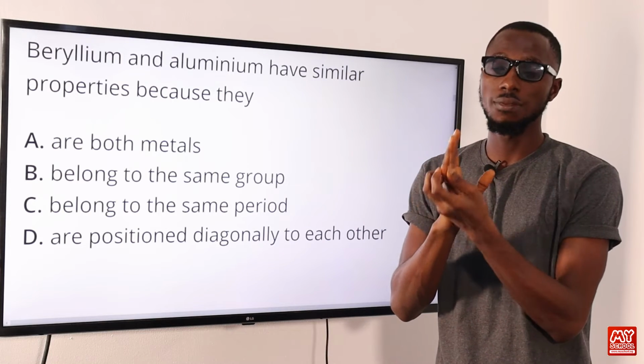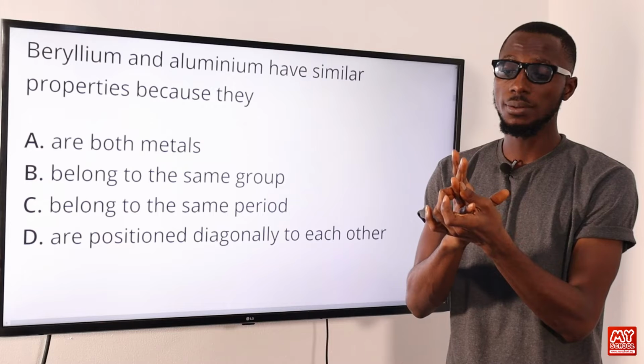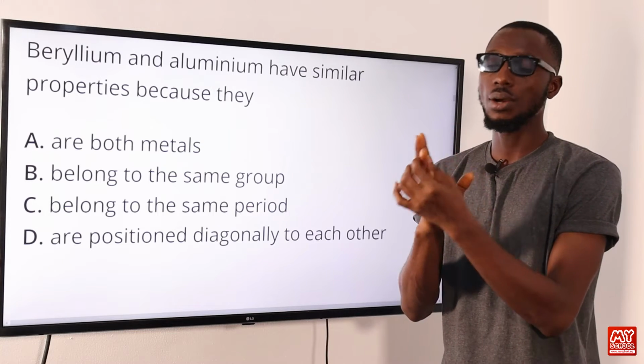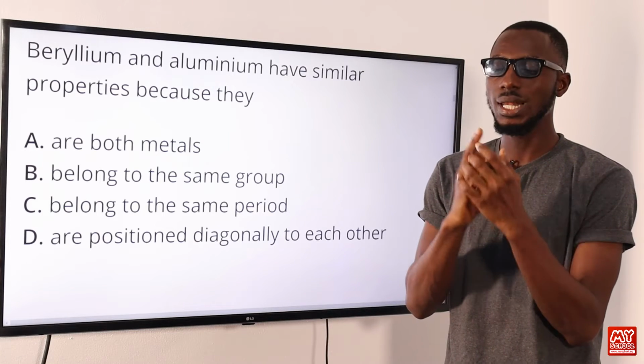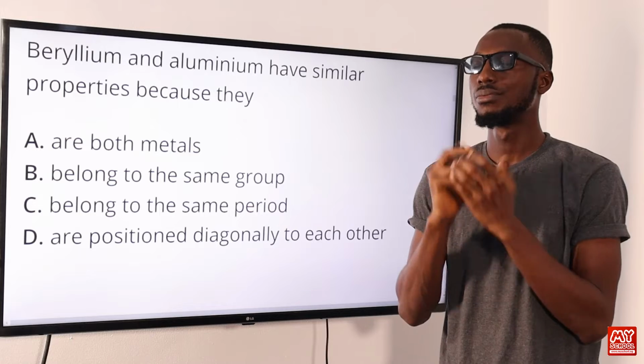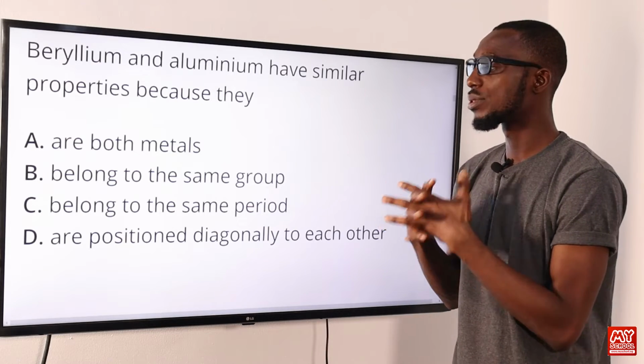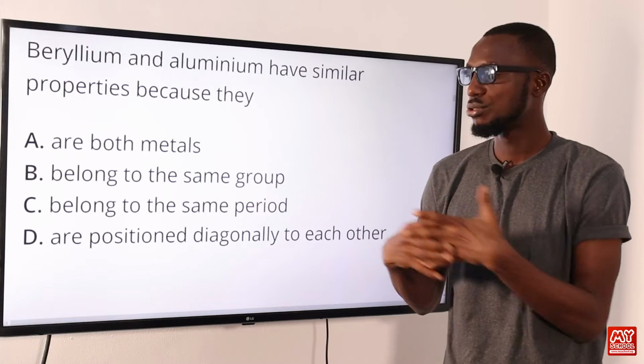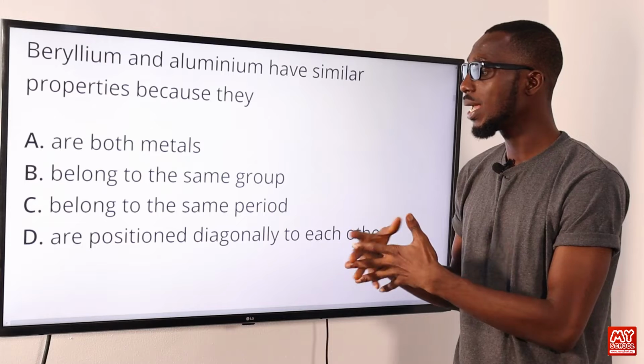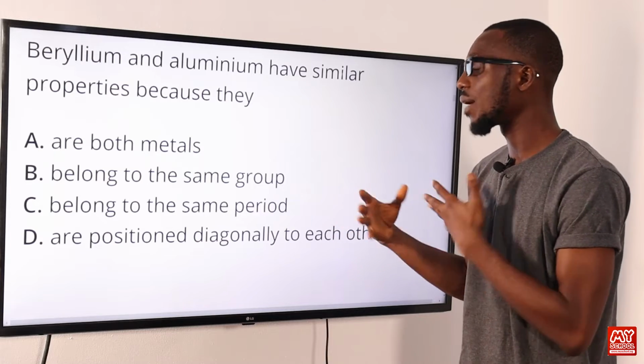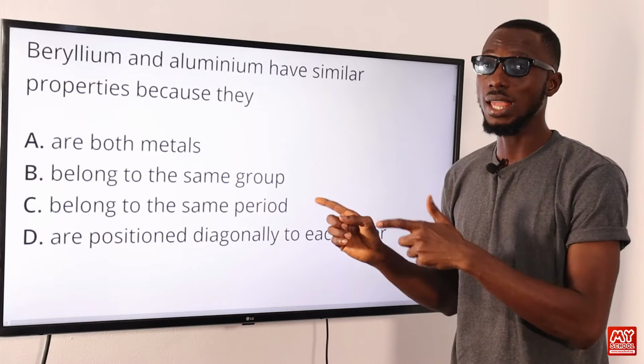The first shell is filled. The second shell contains 8 electrons, it is filled. The last shell contains 3 electrons, trivalent. So they do not belong to the same group or the same period. The most viable option here is option D, because they are positioned diagonally to each other. So option D is very correct.